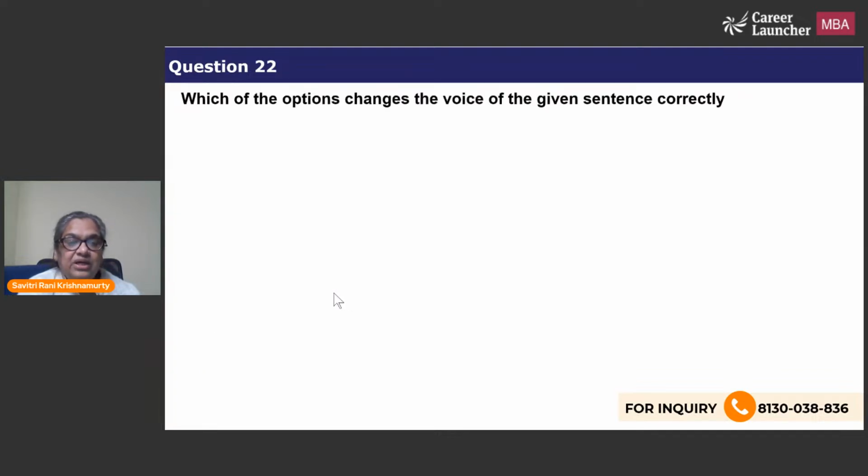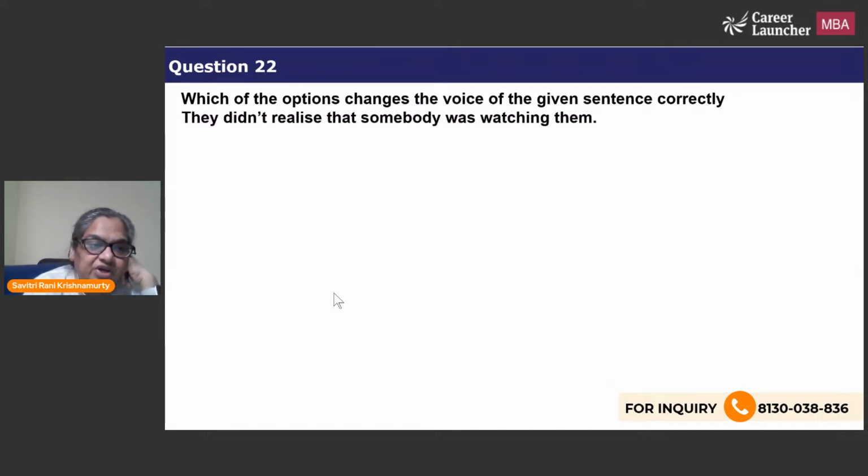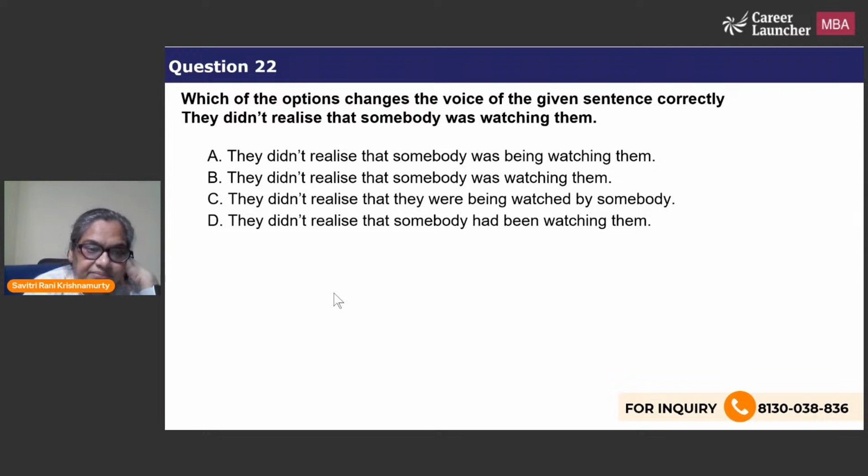Question 22. Which option changes the voice correctly? They didn't realize that someone was watching them. They didn't realize that somebody was watching them. 22. What is the right answer? They didn't realize that, that part is same. So only this part has to be changed, that they were being watched by somebody. All right, this is, I think, a past year SNAP question, if I'm not wrong.